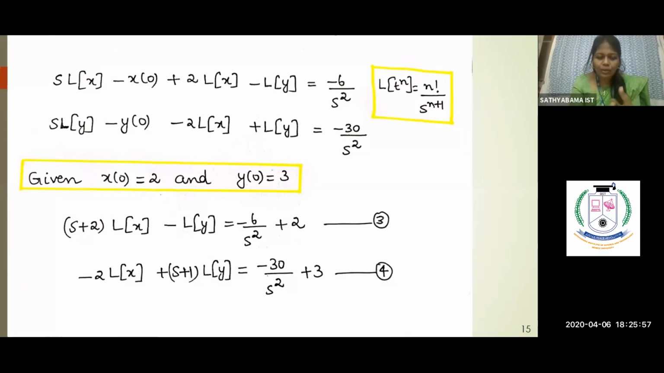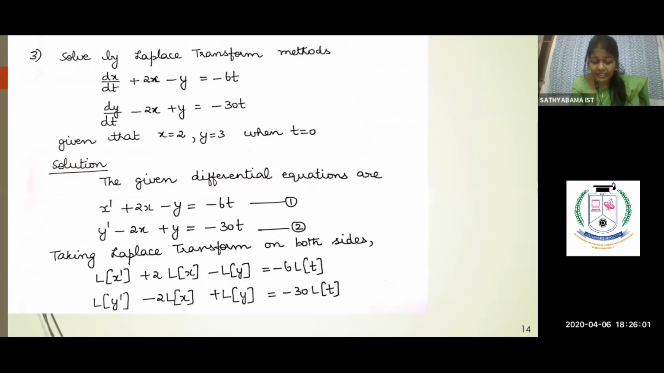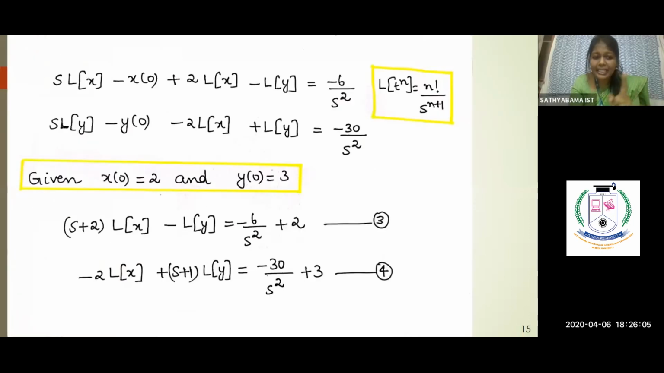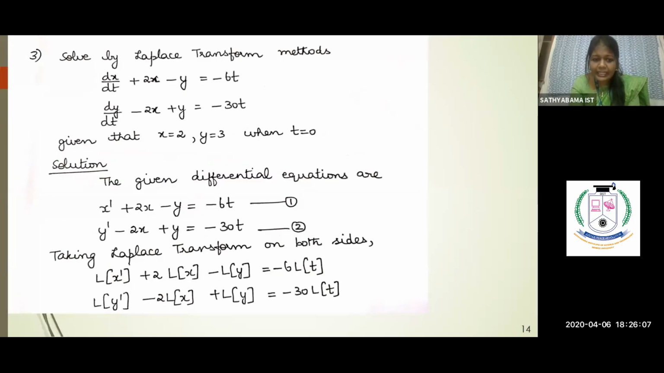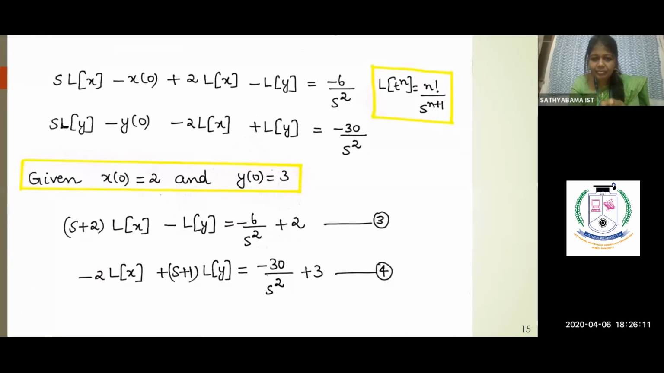Now, how did I get the second equation? For that, look at the last equation here in this page. What is Laplace of y dash? s L of y minus y of 0. And then minus 2 L of x plus L of y, I've written it as it is, equal to minus 30 into Laplace of t. What is Laplace of t? 1 by s square.